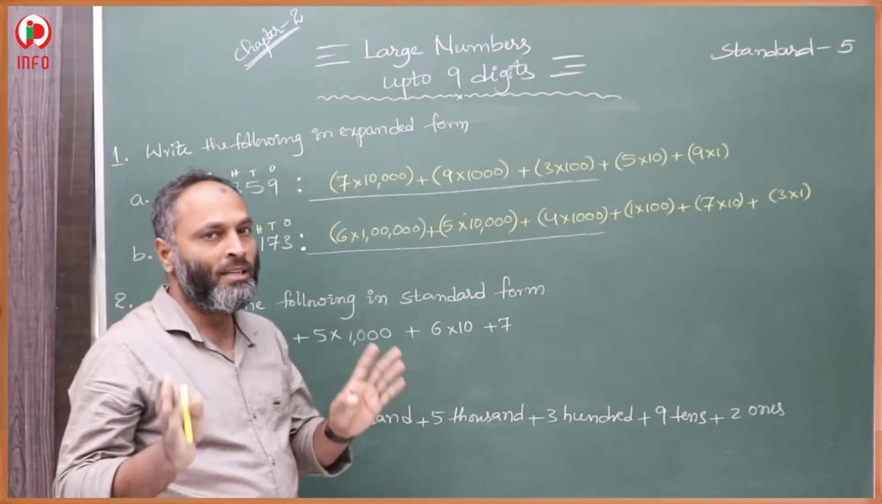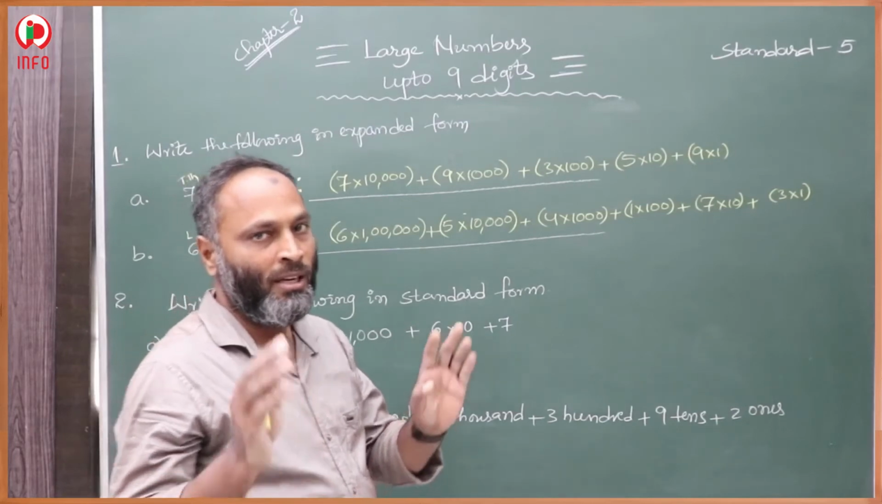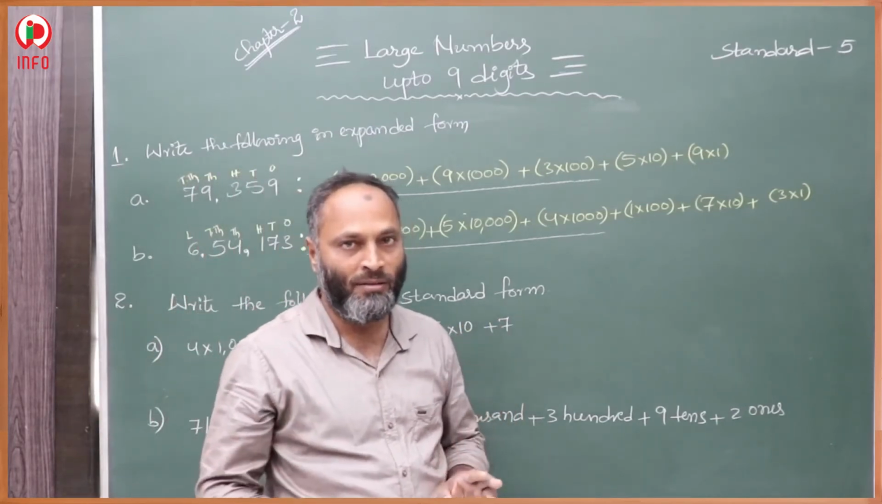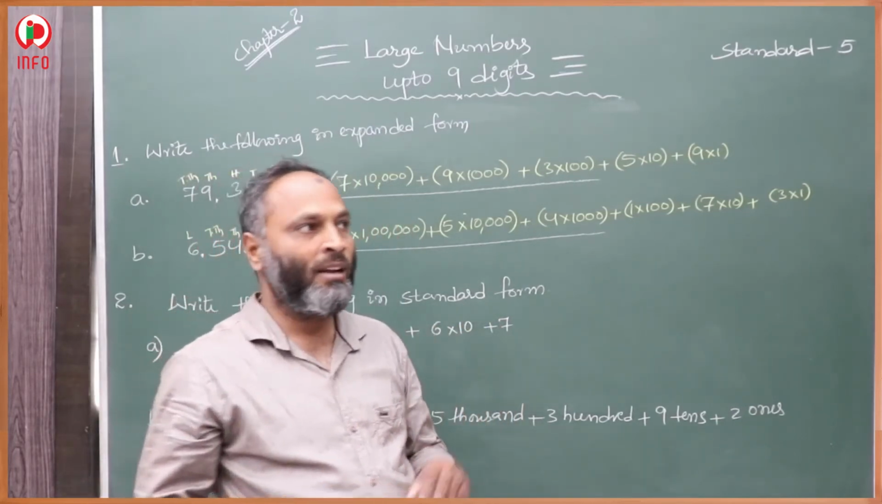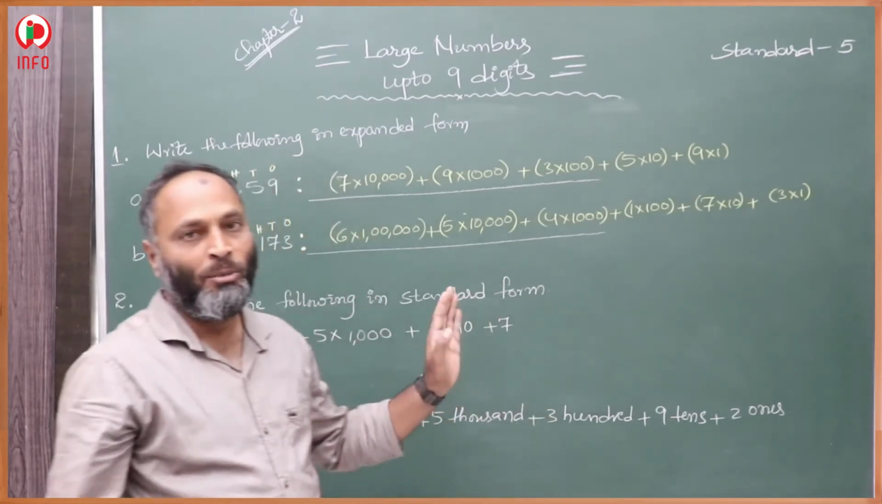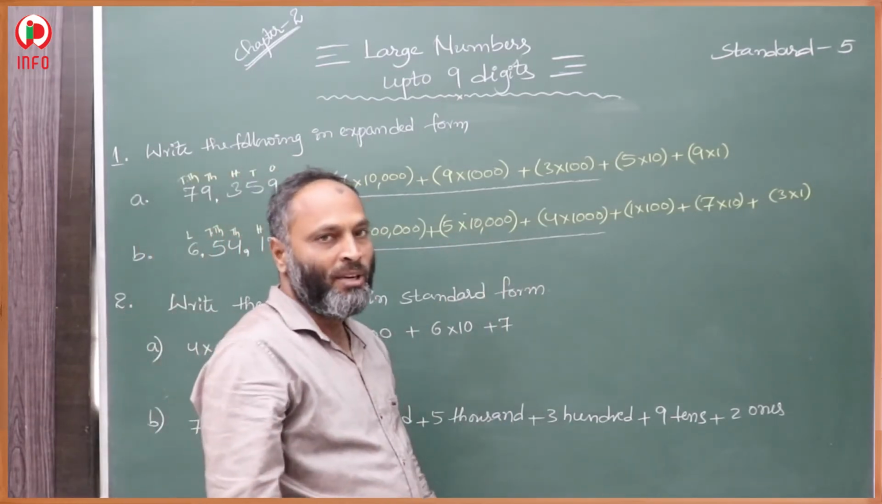If the numeral is in the thousands place, multiply with 1000. If it is in the 10,000s place, multiply with 10,000. In the lakhs place, multiply with lakh, and write in expanded form: the numeral into that place value.